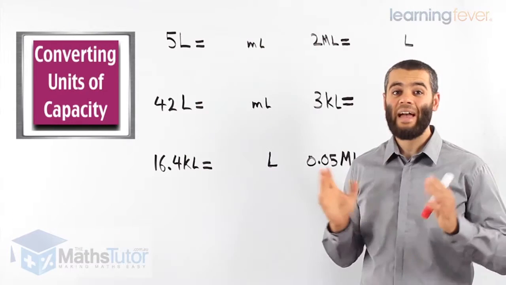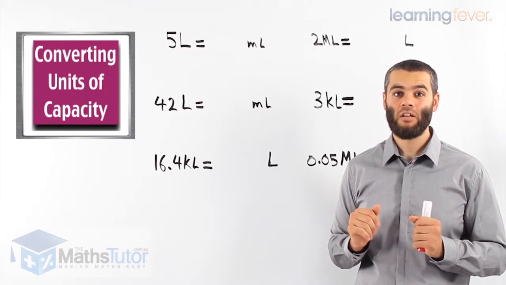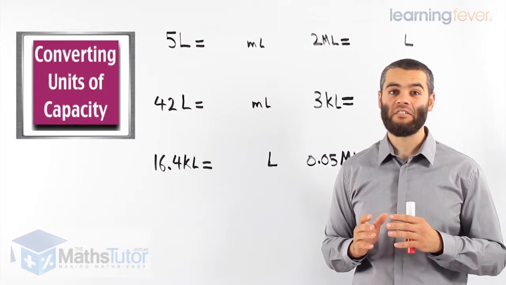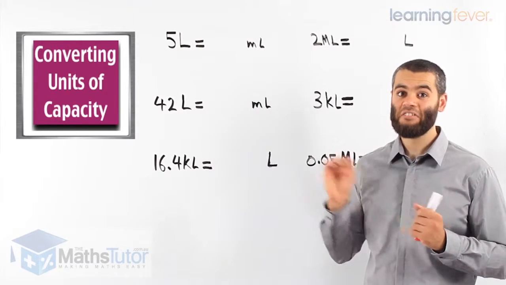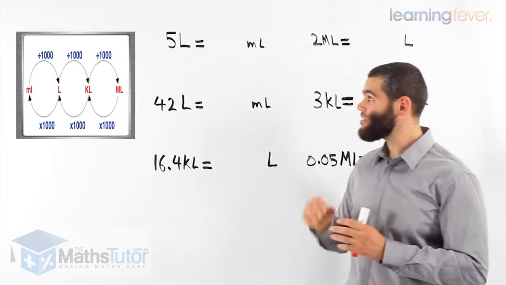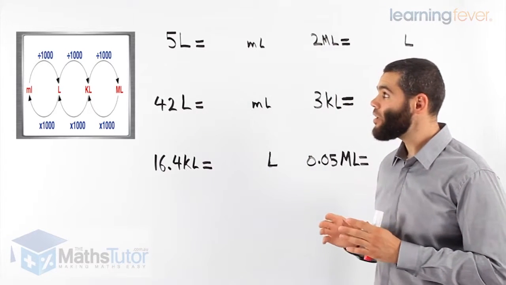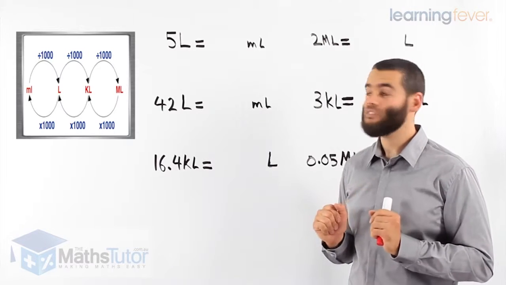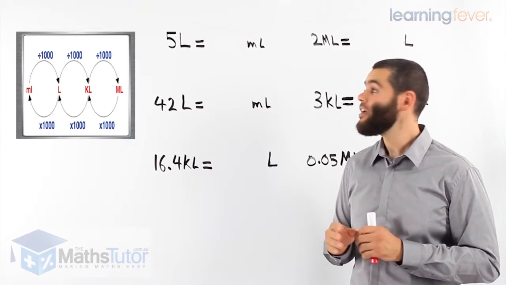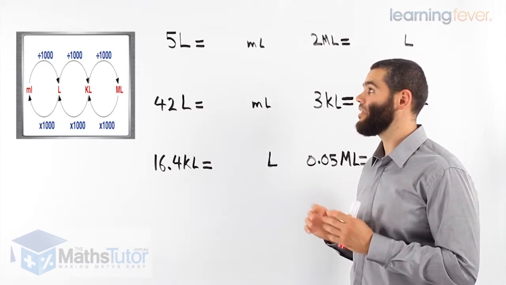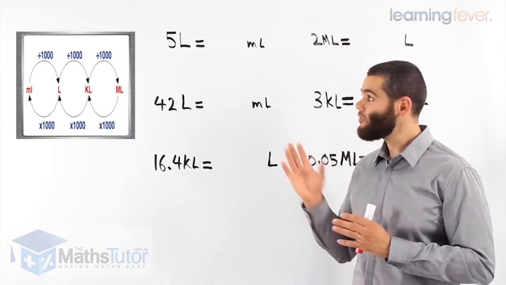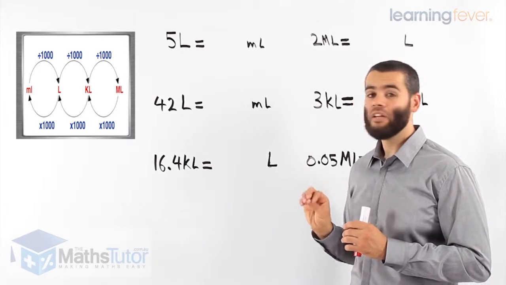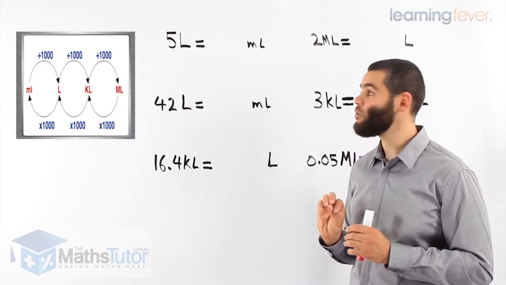Have you ever wondered how to convert units of capacity? We're talking about milliliters, liters, kiloliters and megaliters. Let's see how it's done. Looking at this diagram, we notice that we can convert throughout the units using this process: milliliters to liters, and then to kiloliters, and then to megaliters, and back as well. Following this process, you'll notice that it's an easy task to do.